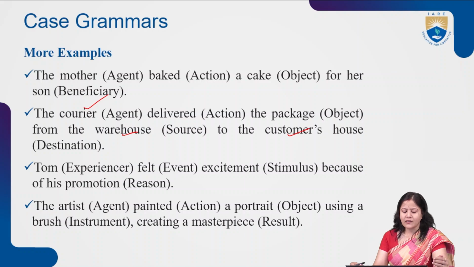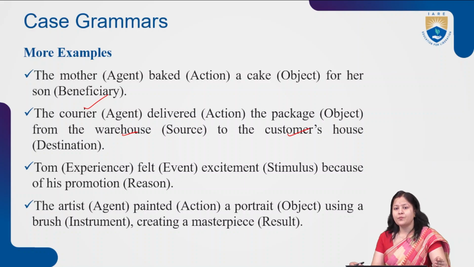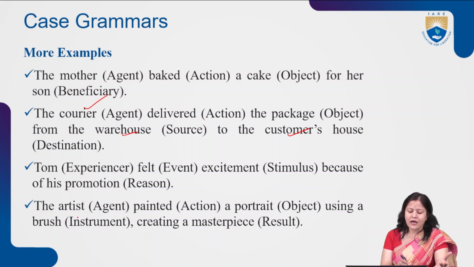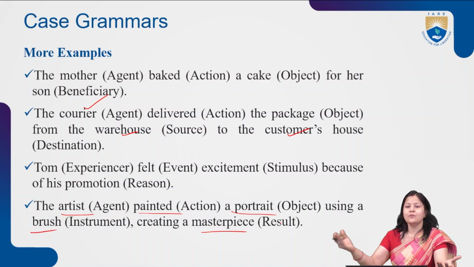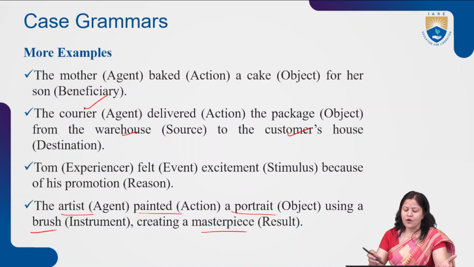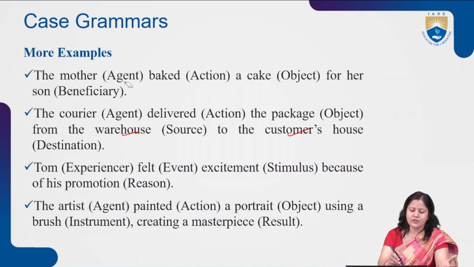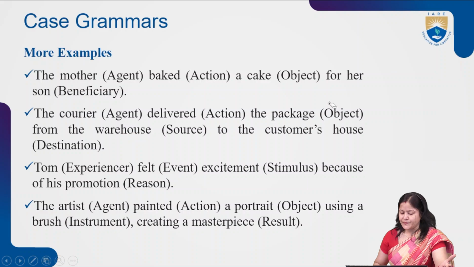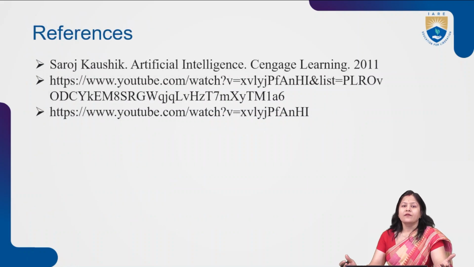The last one, the artist painted a portrait using a brush, creating a masterpiece. Now in this example, artist is the agent, painted is the action, portrait is the object, brush is the instrument, and masterpiece is nothing but the outcome, the result. So all the cases, I hope you have understood all the examples. So this is all about the representation of knowledge using simple case grammars and in the form of tabular format.